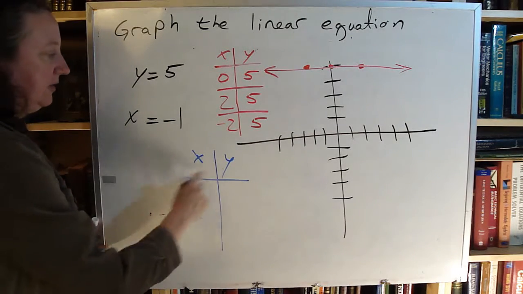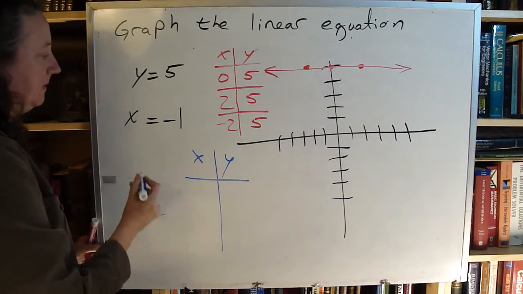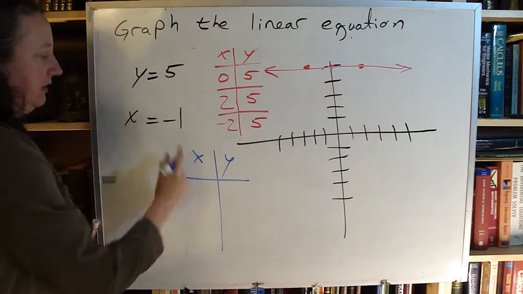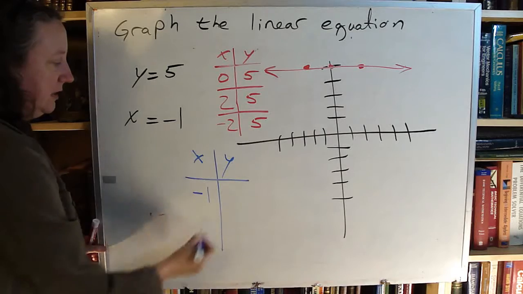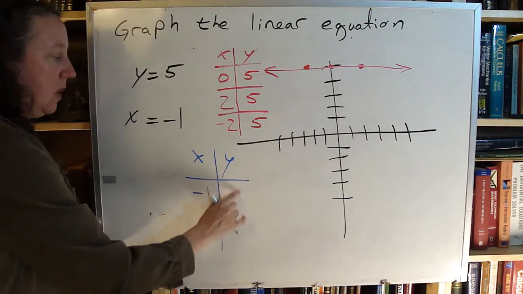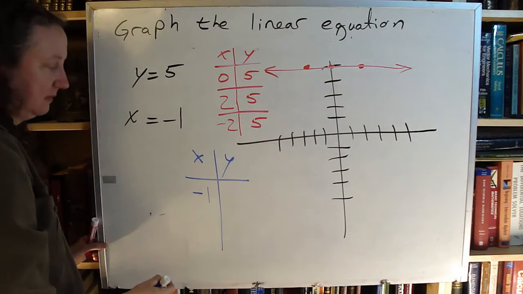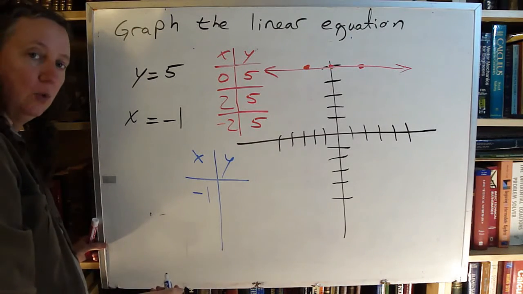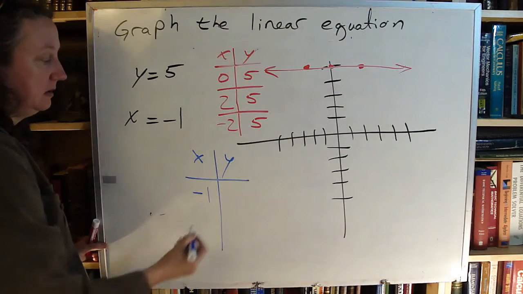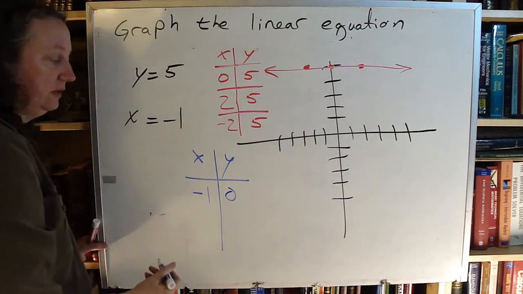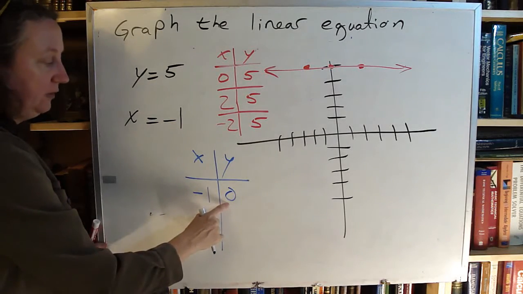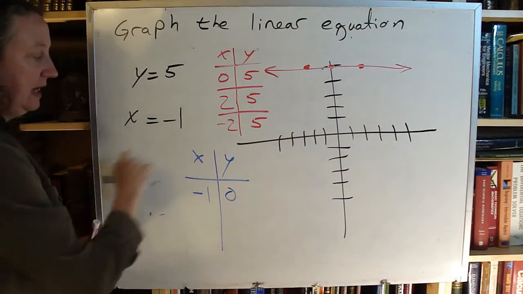So I'm building my x and y table. It's telling me here that x is negative 1, so I'm going to use that negative 1 there. What do I fill in for y? Does it matter what y is? It does not matter. I could say that y is equal to 0, just like I did up here with the x's. I can say y equals 0 and x is negative 1.